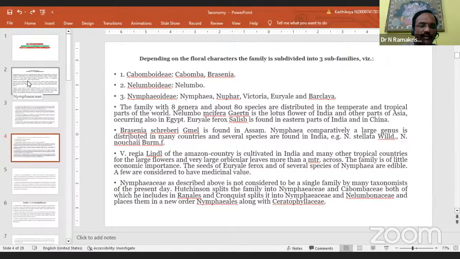After these three plants, the second one is jowar, and Oryza sativa and Triticum vulgare. On these three crops, 80% of the entire population depends. Okay.